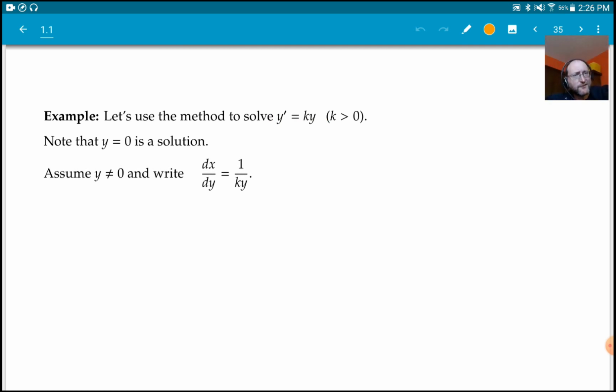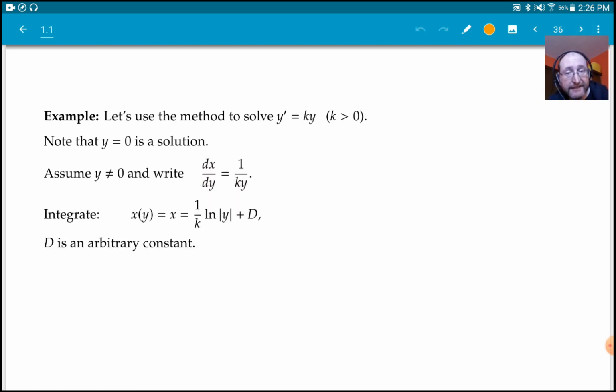So we have that out of the way, and we can assume that y is not 0. That's the more interesting case. In that case, we can now do this 1 over ky. That makes sense, because we're never going to be dividing by 0. So I write down dx/dy is 1 over ky, and now I can integrate.